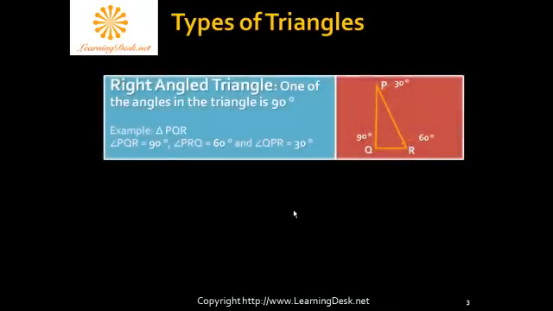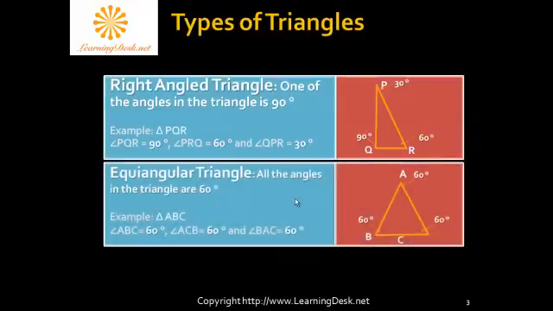The right-angled triangle is a triangle in which one angle is 90 degrees, which is a right angle. So this PQ is perpendicular to QR. This is 90 degrees, and this is called a right-angled triangle.